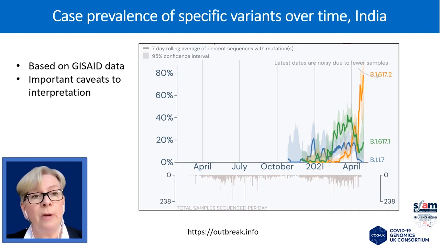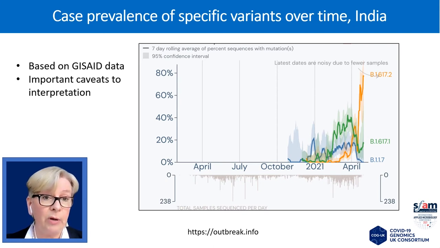Now, if we pause for a moment and take a look at the data in India, what this graph shows is the case prevalence of specific variants over time in India based on GISAID data. Now, GISAID is the global database that contains genome sequencing data, but there are important caveats to the interpretation of this. And that is that there are relatively small amounts of genome deposited from India over time. And I'm not certain of where the samples were isolated from and whether this represents fully random sampling or whether it represents geographical sampling.